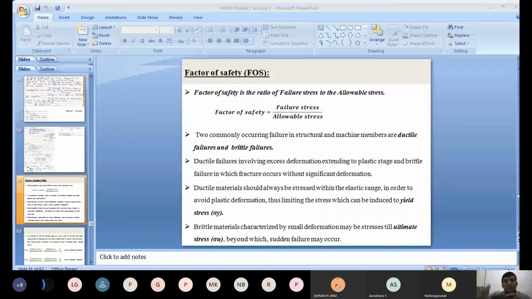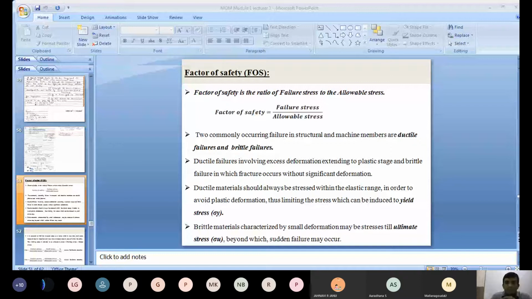Up to the elastic limit, if you remove the load, the material will come back to its original shape and size. Again, if you apply a load, the material will deform continuously and reach the plastic region. Plastic region means if you remove the load, the material will not come back to its original shape and size. If the material is continuously deformed by applying a load, then those materials are called ductile materials.